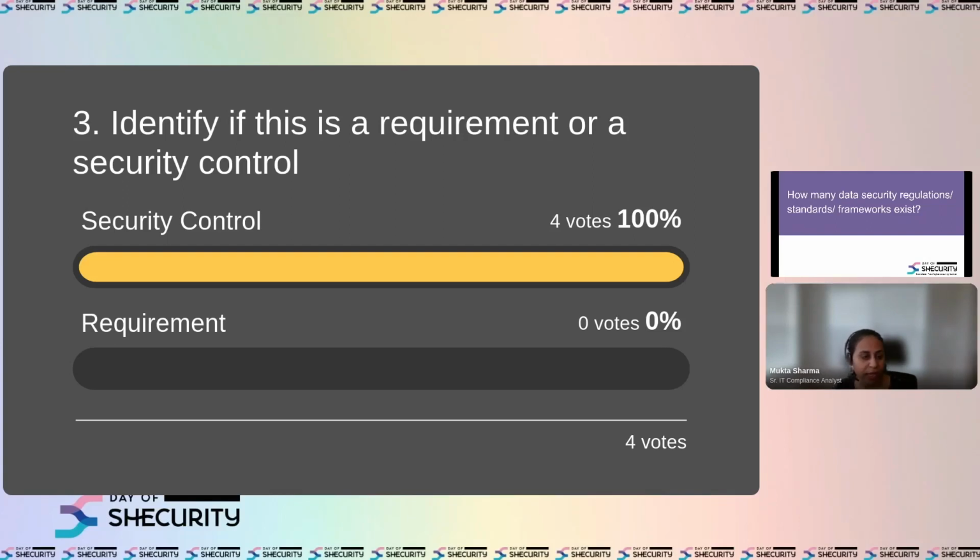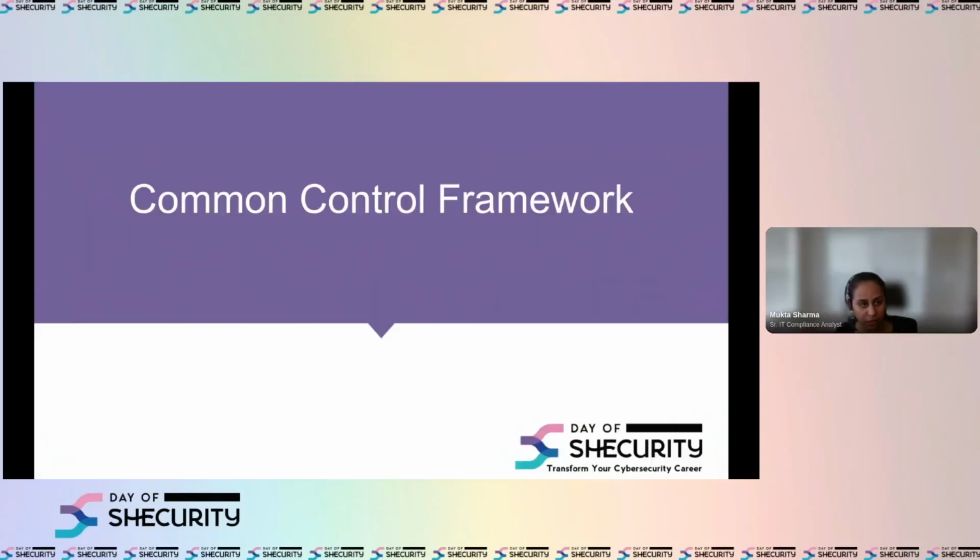Now, how can you make sure that all these frameworks, regulations, and standards, while they can't fit into one box, you can develop a process of optimization? And that's what we are going to discuss in the next slide. The answer to the optimization is common control framework. What exactly is common control framework, how can you use it, and how can you build it is what we are going to discuss in the upcoming session.